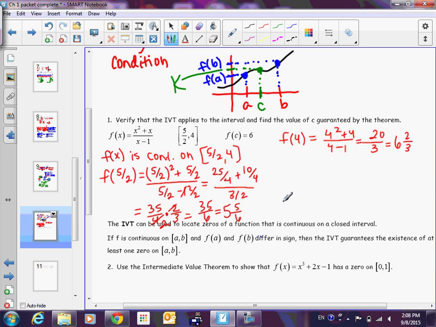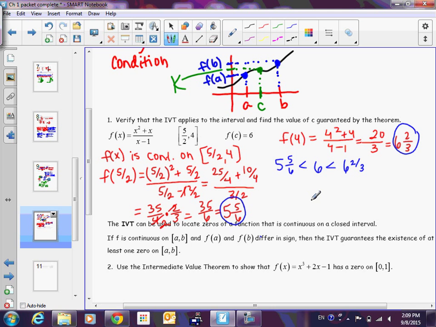Okay, we stated the condition, we found f of a and f of b, now we need to simply show that 6 is between these two numbers. So this is a way that I know is good, and this is how we'll do it. Start with the smaller of the two numbers, and let's write an inequality. 5 and 5/6 less than 6, less than 6 2/3.